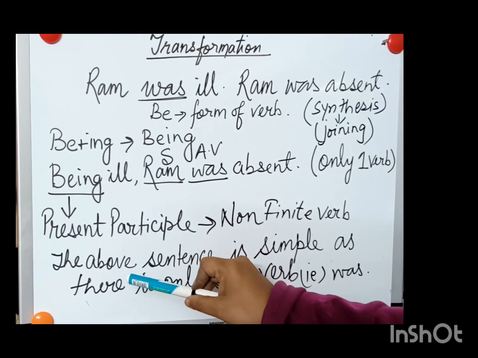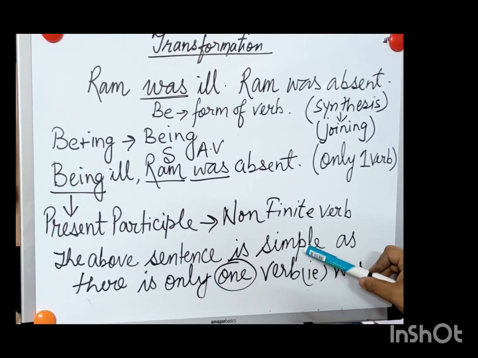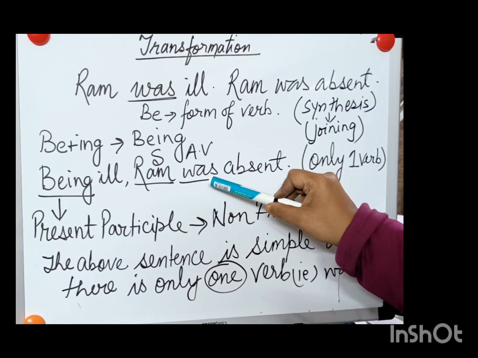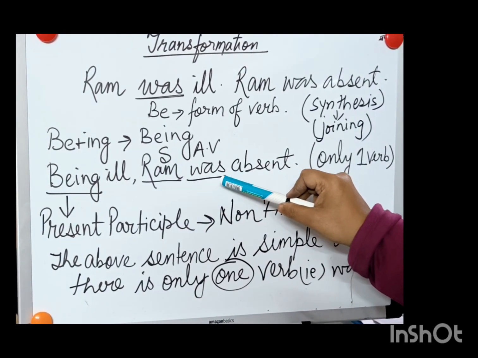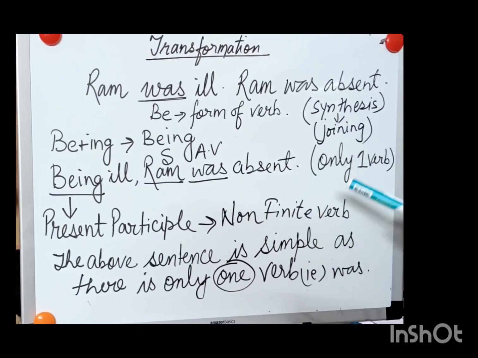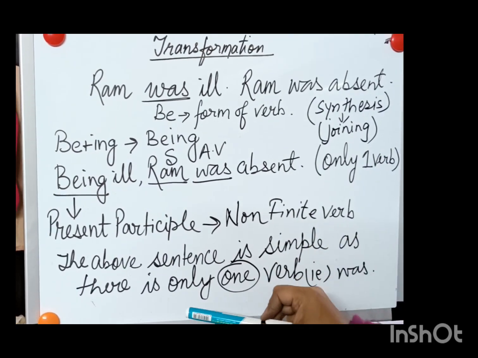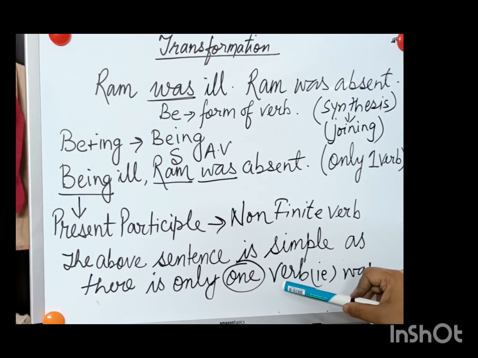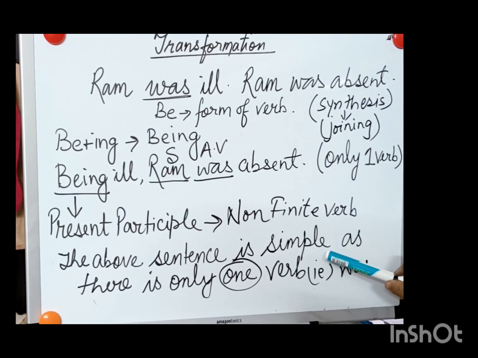So the above sentence is simple. How do we identify that it's simple? Because in the entire sentence there is only one verb, and that is was. That is the helping verb, and there is no other verb. So it is a simple sentence. So if you have one verb in a sentence, then you can identify that sentence as a simple sentence.